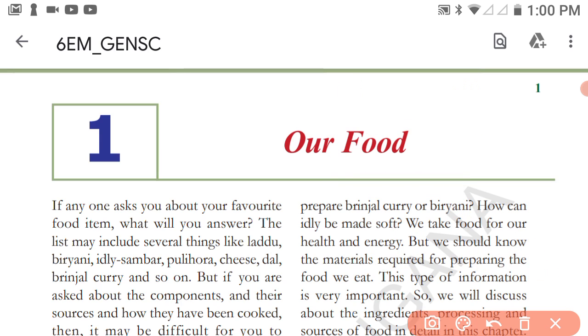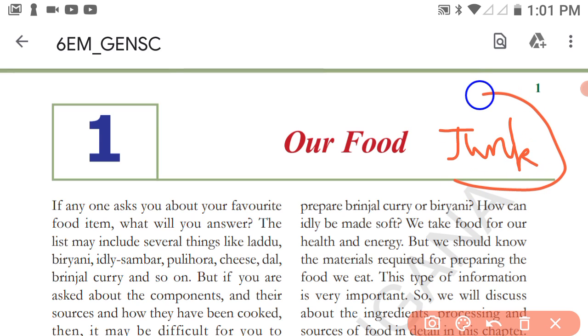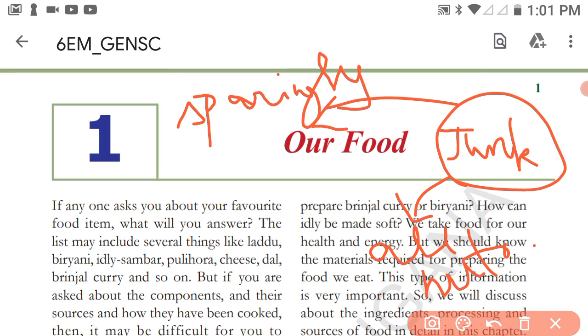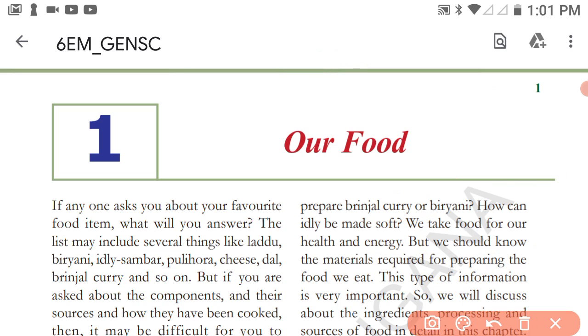Why don't your elders allow you to eat junk food? Junk food is also food, right? Then why can't we eat junk food? Because junk food does not contain all the nutrients. Hence, we should eat it sparingly, means once or twice a month. Not more, not less. We should eat it sparingly as it does not contain all the nutrients.